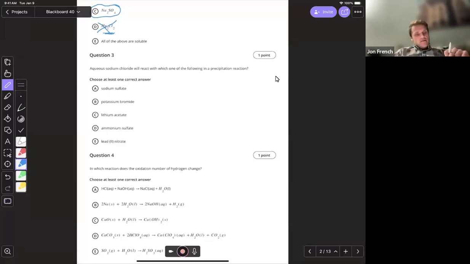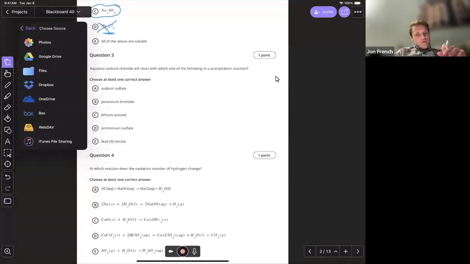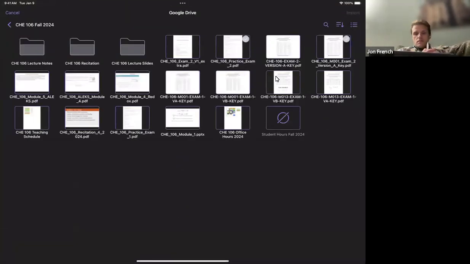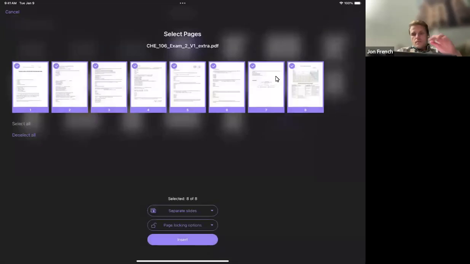Let's see, I can insert the, let's see, right there. I just want the last page.